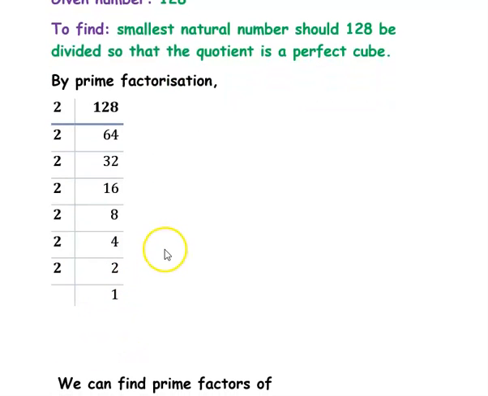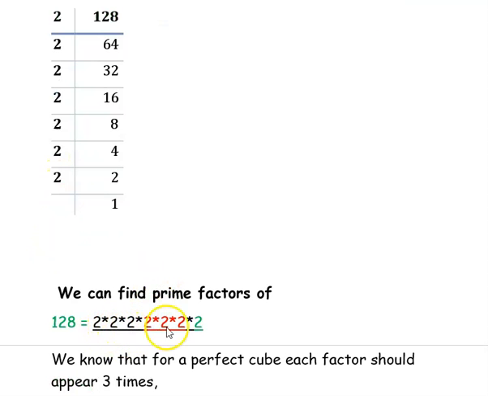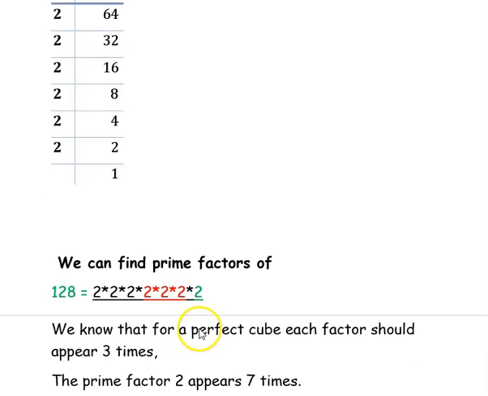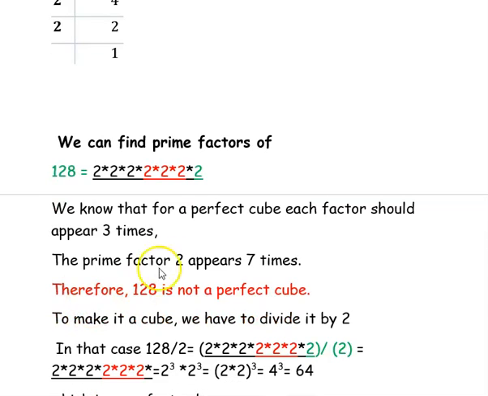Now the prime factors of 128 are 2, and counting, there are 7 twos. We know that for a number to be a perfect cube, each factor should appear 3 times. Here 2 appears 3 times, 3 times, and then one 2 is left without a group. So 128 is not a perfect cube. To make it a perfect cube, we should divide it by 2, so that the factors form two groups of three.